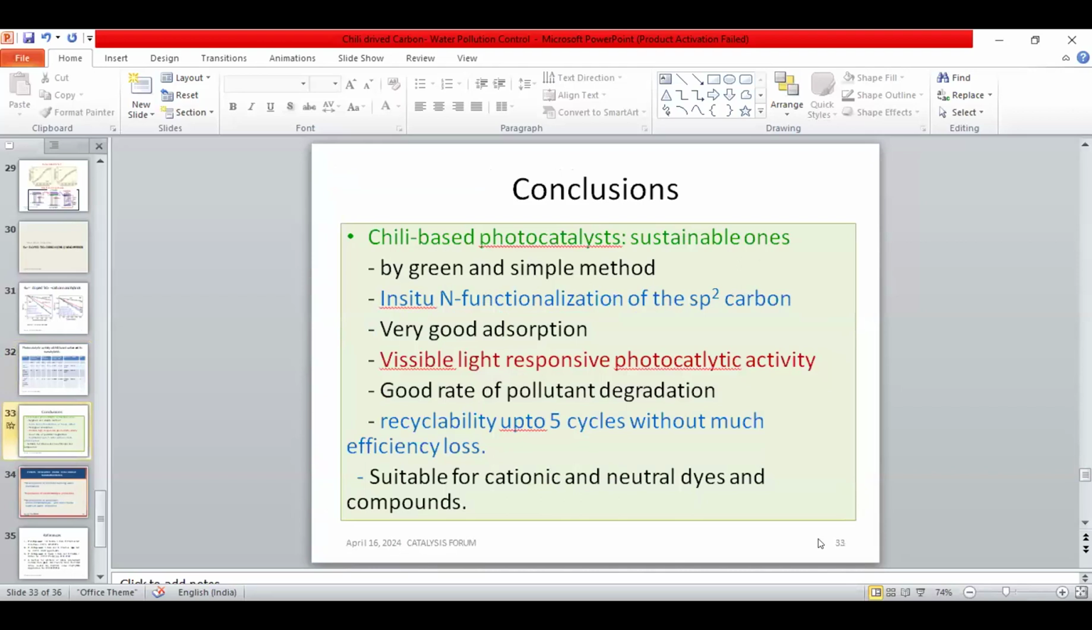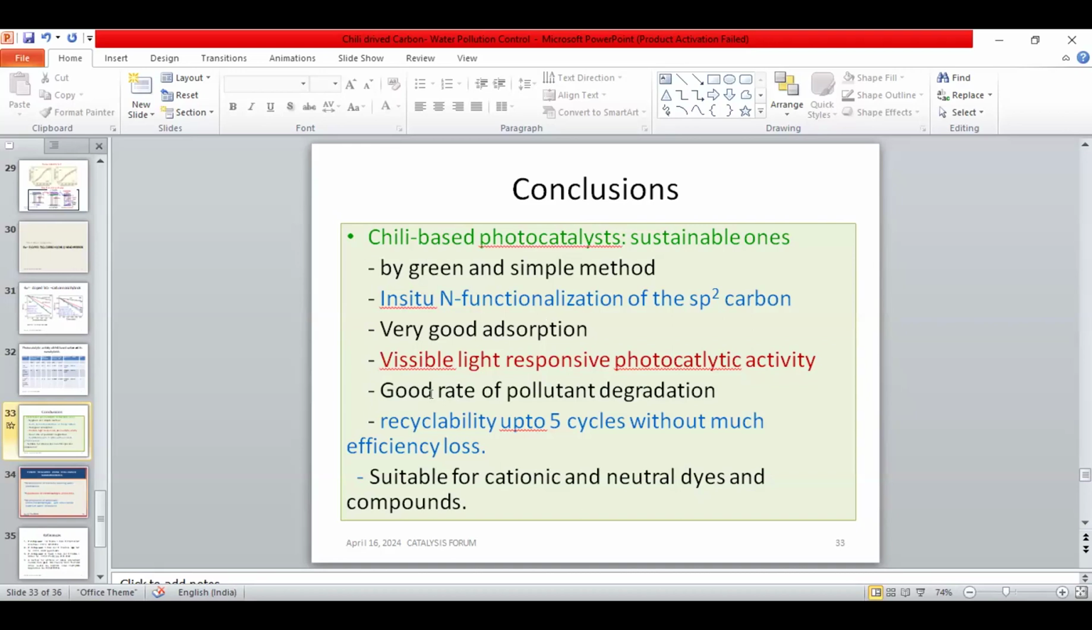What are the conclusions of this work? We have made a sustainable material simply using chili paper, a very cost-effective precursor. It's a very clean and simple method without using costly equipment at all. And we have introduced nitrogen functionalization. These samples have shown very good absorption. In addition to absorption, we can have a very good catalytic activity too.